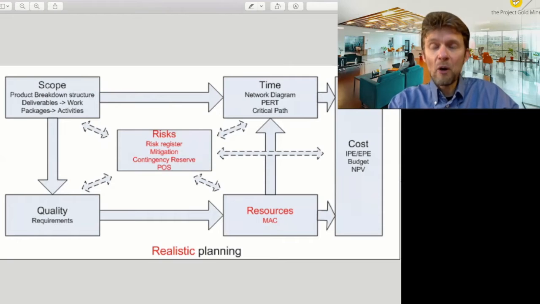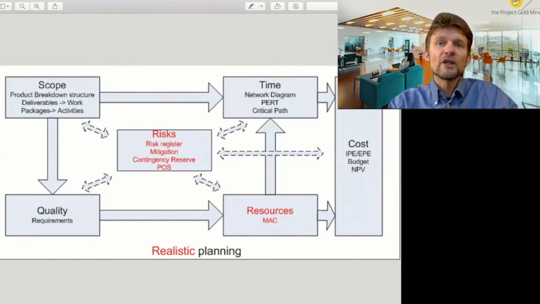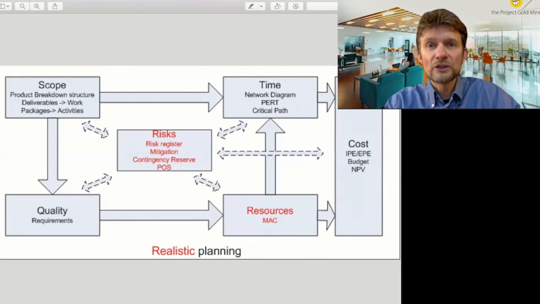Based on the quality requirements, we can define the resources to achieve these deliverables. And from the resources and the scope, we can determine the timing that is achievable for these deliverables. Together, the time and the resources will determine the cost of the project.